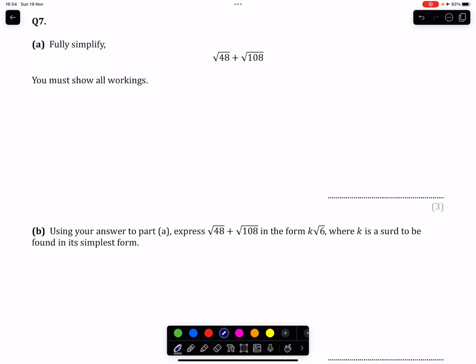Question 7, part A. Fully simplify the square root of 48 plus the square root of 108. Got to be careful with surds questions that when we simplify them, we have to show how they break down. If you type this whole sum into your calculator, you'll get the answer. But of course, without showing all of the steps, you're not going to get any of the marks for this. So the first step that we need to take is showing how each of these surds breaks down.